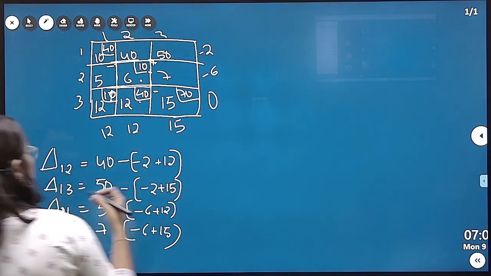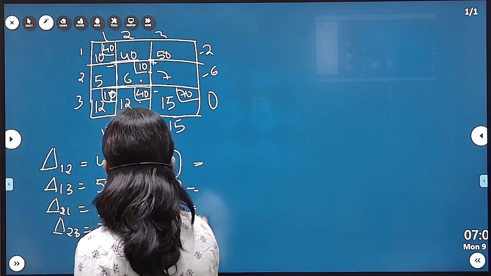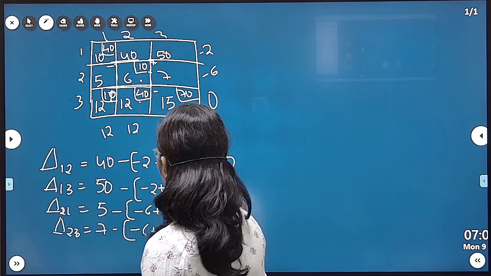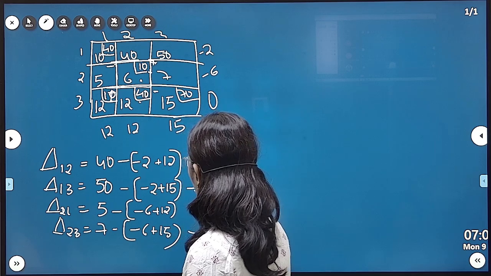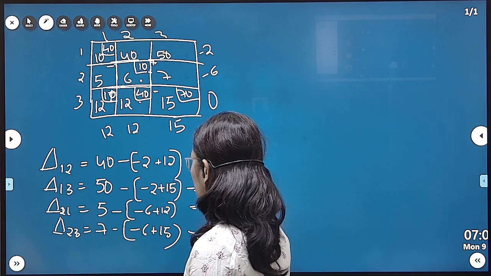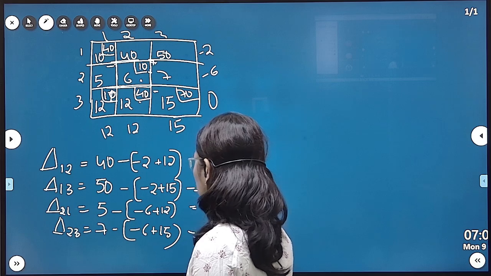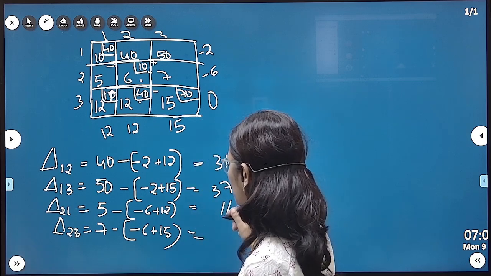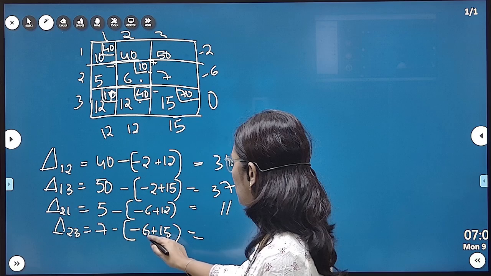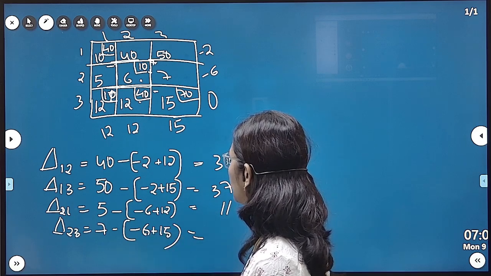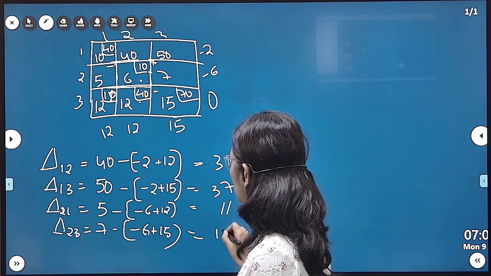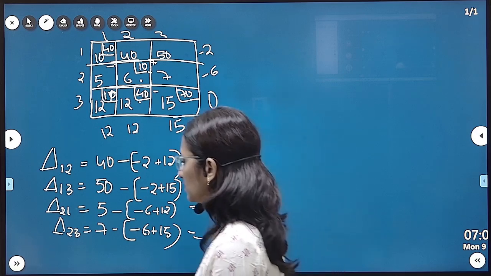So what are the values? 10 minus 40, 30. So 13, 50 minus 13, 37. So 6 minus 6 plus 11. So 6 plus 15, 9 minus 9 plus 9 plus 7, it is 16. Okay.